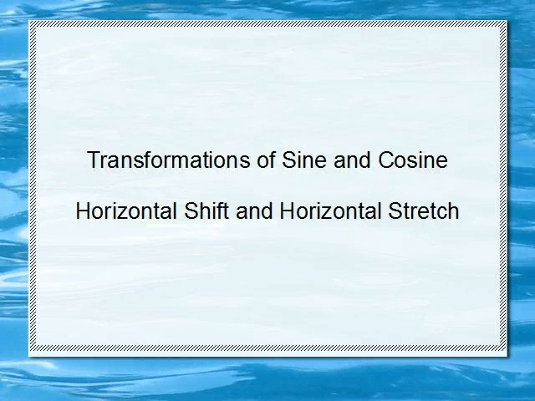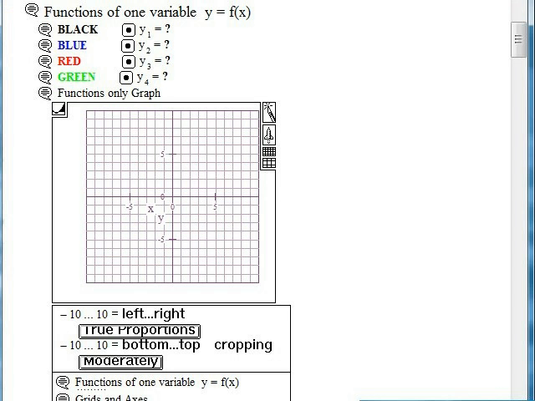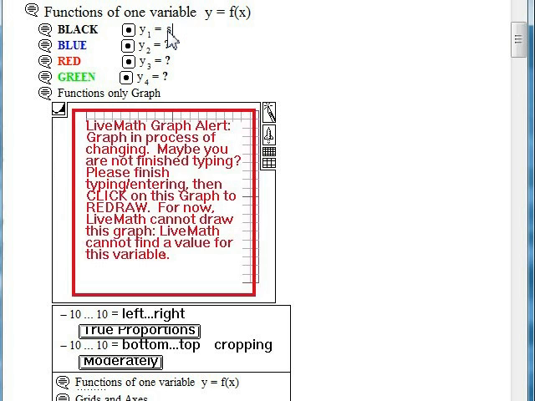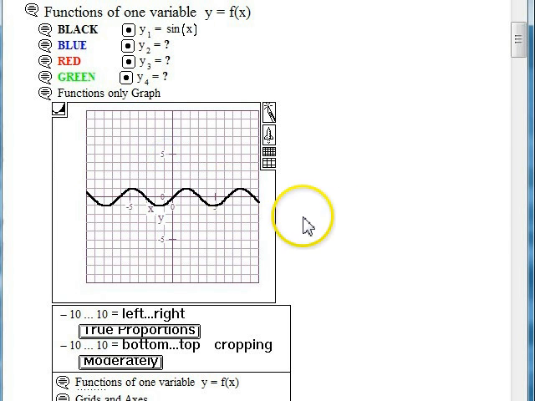The next section of 4.5 deals with shifting sine and cosine curves sideways, horizontal shifts, and stretching or squeezing them in the sideways direction. So, here we go. We're going to look at some graphs again. Let's start with the graph of y equals sine x. And there's that.